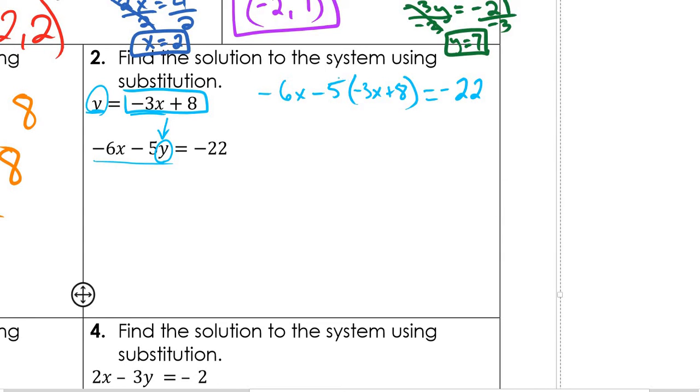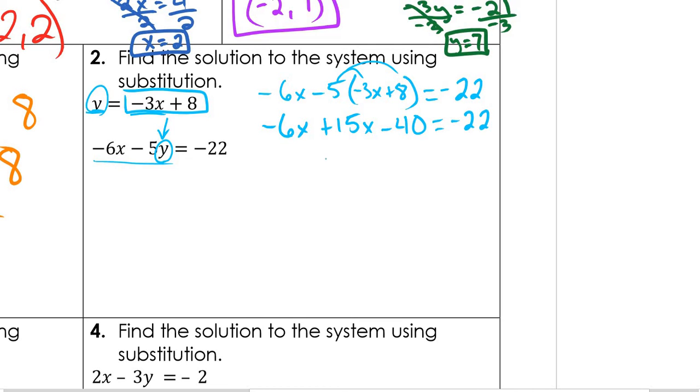We follow the rules of order of operations, distribute. Negative 5 times negative 3x is positive 15x. Negative 5 times positive 8 is negative 40. Then we bring down the rest of the problem, equals negative 22 and a negative 6x. We combine like terms. Negative 6x and a positive 15x gives us positive 9x minus 40 equals negative 22.